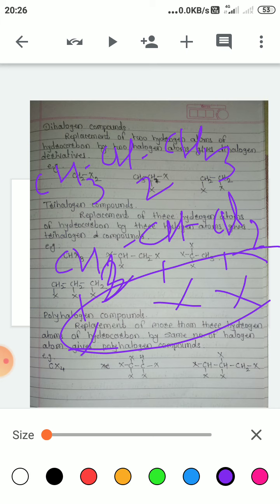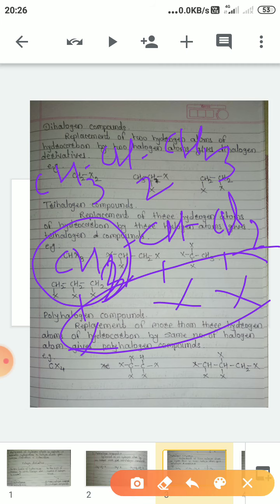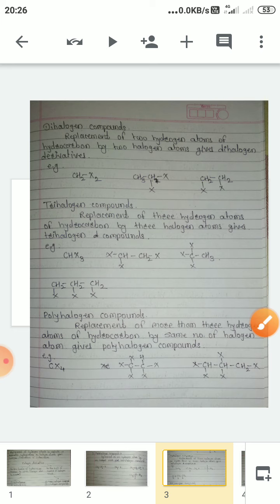We can replace all 3 hydrogens from any one carbon atom, or 2 hydrogens from one carbon atom and one hydrogen from another carbon atom. We can replace by any combination of hydrogen atoms, that is from first and second carbon atom, from second and third carbon atom, or all from a single carbon atom.